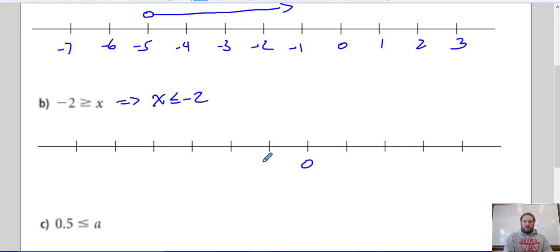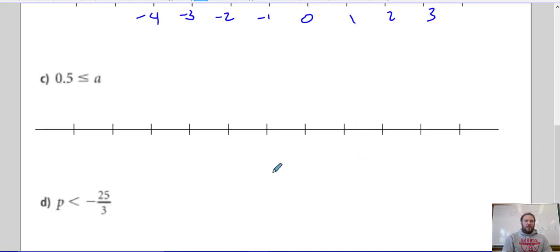So 0, -1, -2, -3, -4, 1, 2, 3. So where is -2 on my number line? It's right here. And because in this case, -2 is an answer, I'm going to use a closed circle to say, yeah, -2 is one of my answers. And even though my symbol started as a greater than symbol, because the x is on the right, if we think about it backwards, it's actually x is less than or equal to -2. So that tells me to draw my arrow to the left.